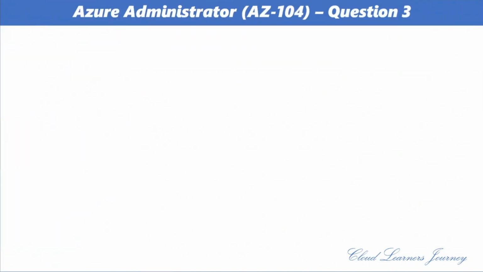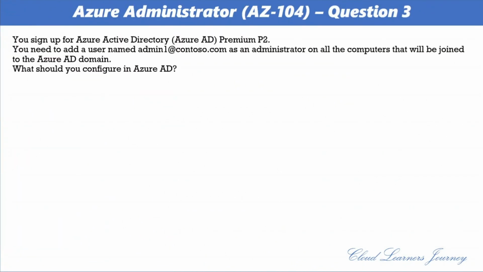Next, question number 3. You sign up for Azure Active Directory, Azure AD Premium P2. You need to add a user named admin1@contoso.com as an administrator on all the computers that will be joined to the Azure AD domain. What should you configure in Azure AD?